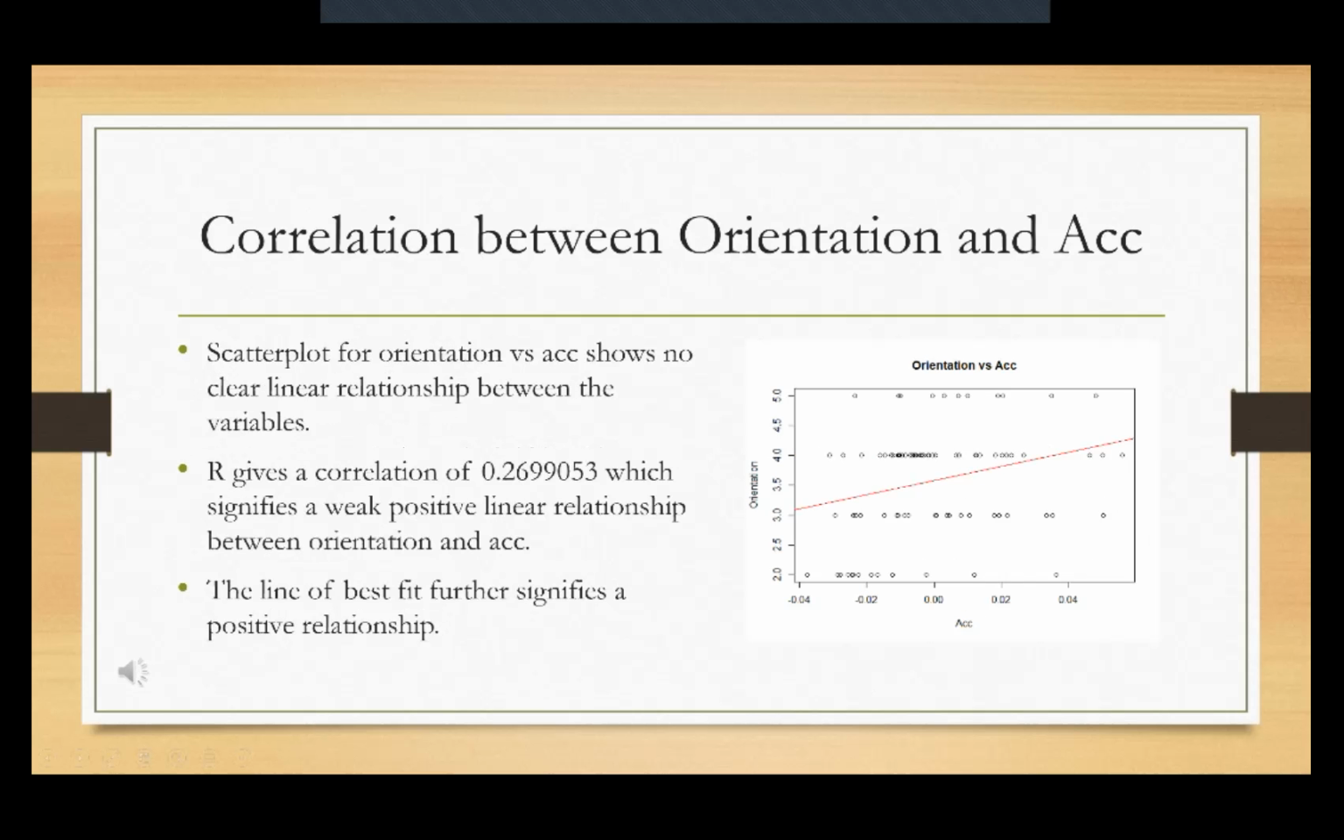We now look at the scatter plot for orientation versus ACC, which shows no clear linear relationship between the two variables. R gives a correlation of 0.2699053, which signifies a weak positive linear relationship between orientation and ACC. The line of best fit has a positive slope, thus further signifying a positive relationship between the two variables.